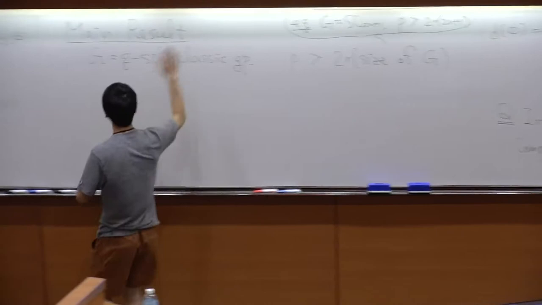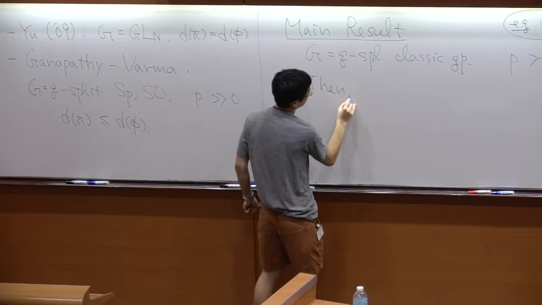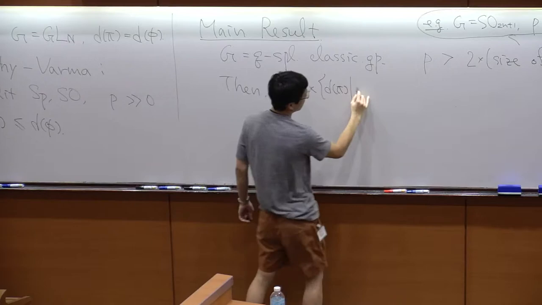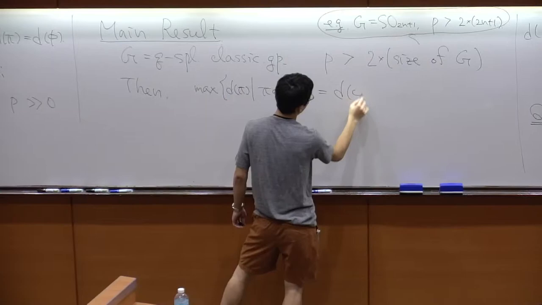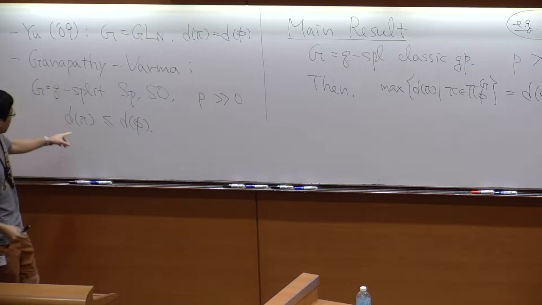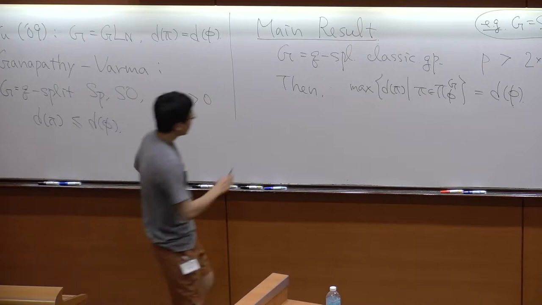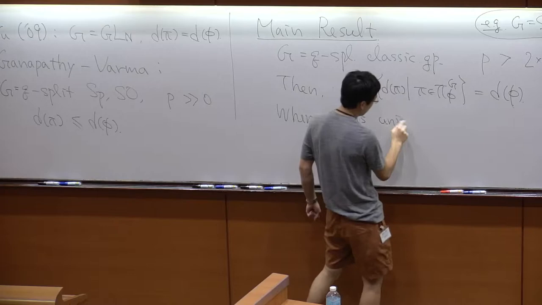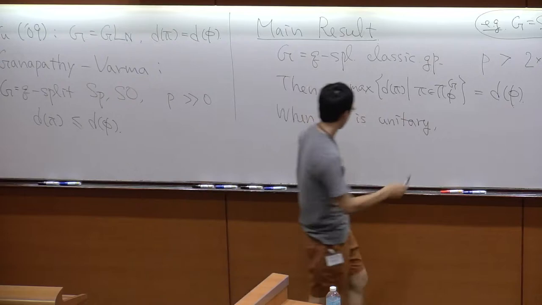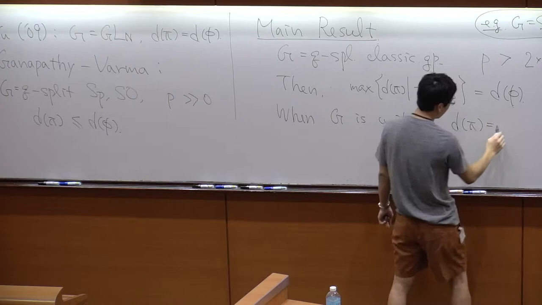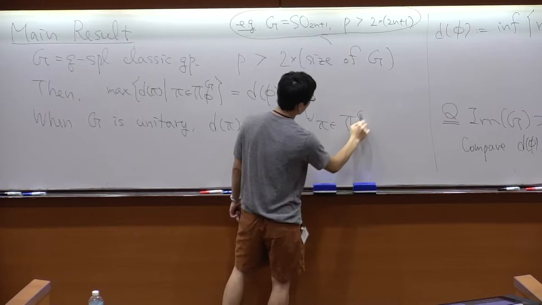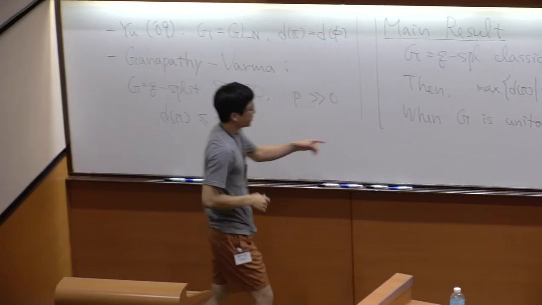And the consequence is the following. Then, the max of depth in our L-packet is equal to the depth of the corresponding L-parameter. In other words, at least one member of the L-packet attains the equality of Ganapathy and Varma. And moreover, when G is a unitary group, we can show the constancy of depth in L-packets. So in this case, we can show that d(pi) is equal to d(phi) for every member of the L-packet. So the depth preservation of LLC for unitary groups is completely true under this assumption.